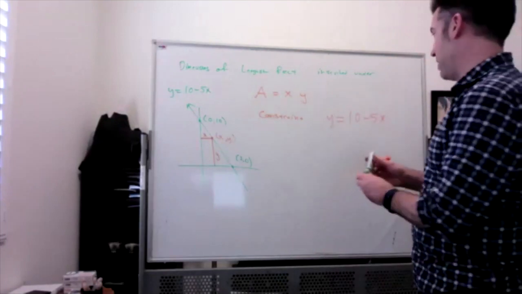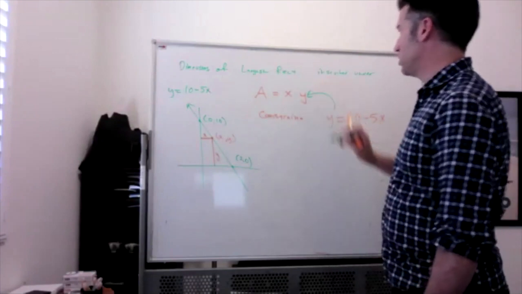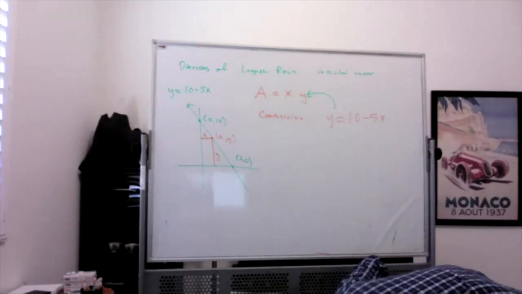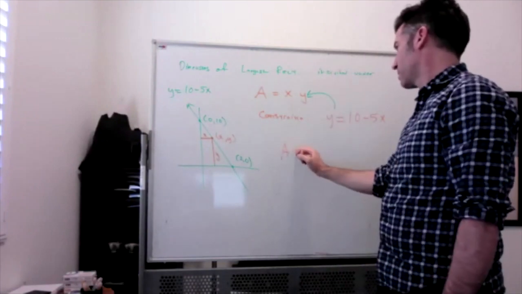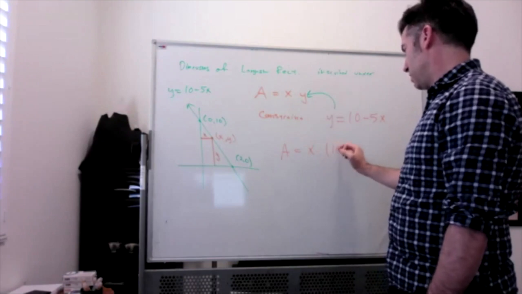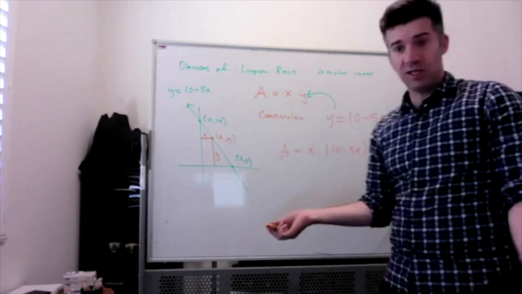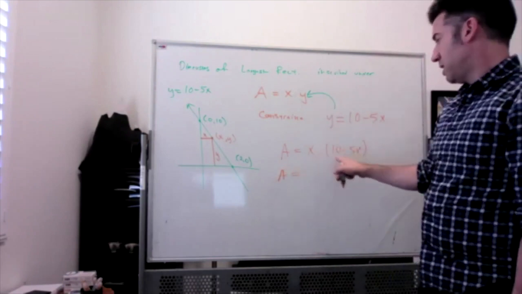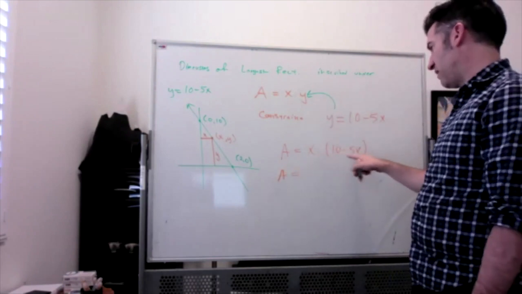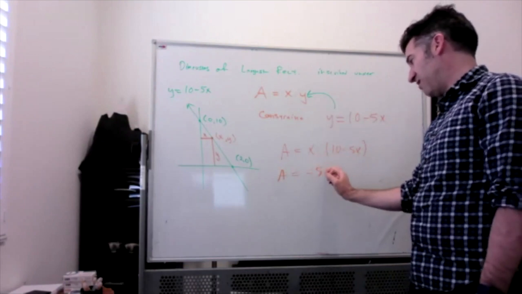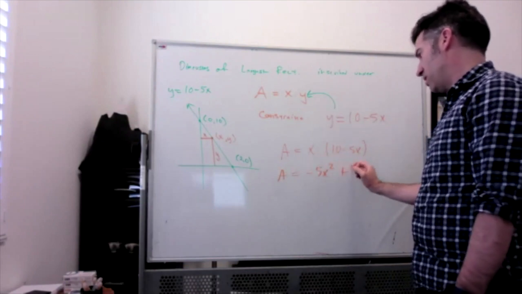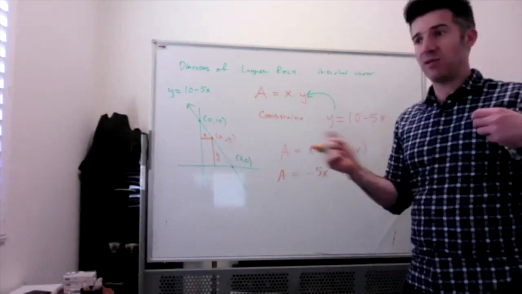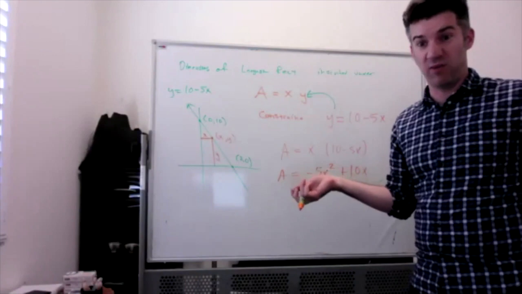And then we're going to throw that into the equation. So I'm going to rewrite my area equation as x times 10 minus 5x. And I personally like to multiply it out. So my area is going to be 10 times x minus 5x times x, which is minus 5x squared plus 10x. It's perfectly fine to write it out of order. I'm just writing it this way so it's really clear how I'm going to find my vertex.